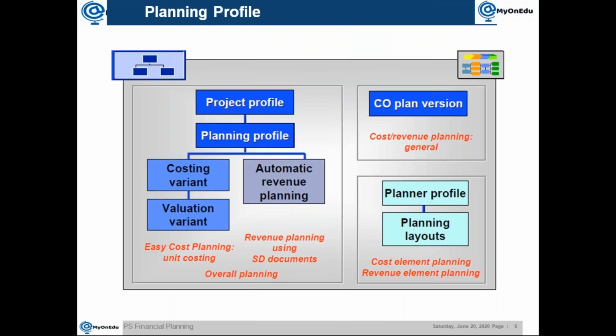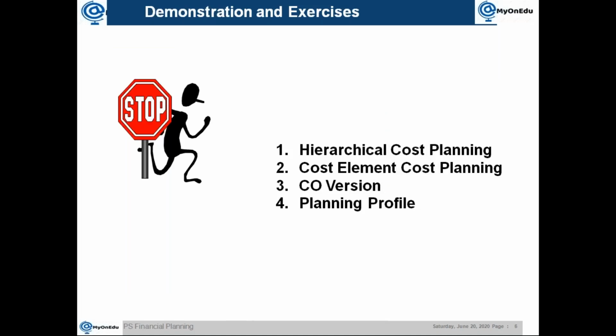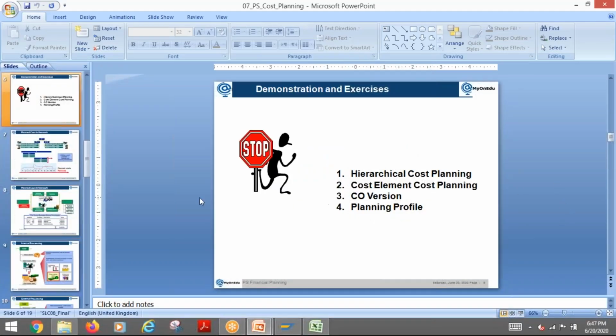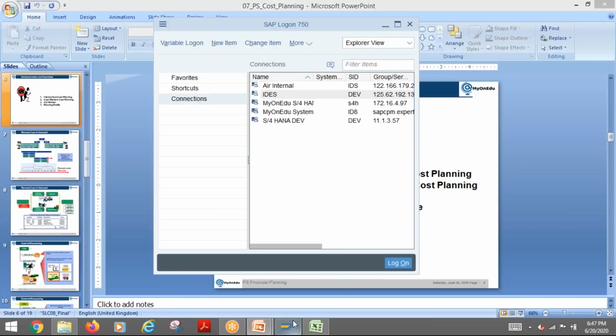Now as a configuration, we need to maintain a planning profile. The planning profile is basically used to represent the cost, how you are going to use the periods, and also what variant you are going to use, and all those things will be specified. That planning profile will be assigned to your project profile. That is how the configuration will work. Now let us look into the system, how it looks for hierarchical cost planning and cost element level planning.